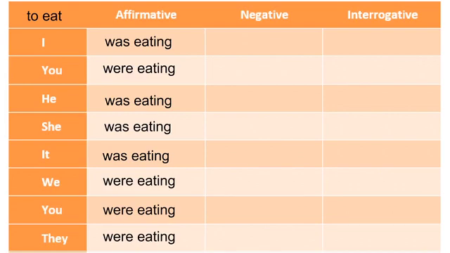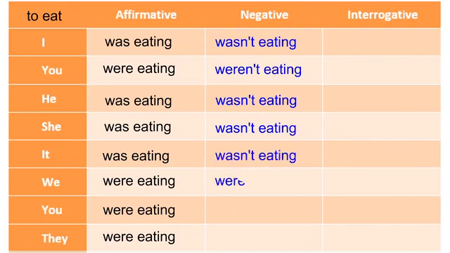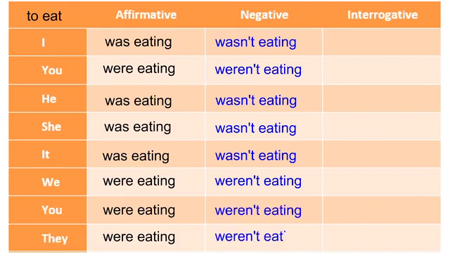In the negative, I wasn't eating or I was not eating. You weren't eating or you were not eating. He, she, it wasn't eating or was not eating in the full form. And we, you, and they weren't eating or were not eating.